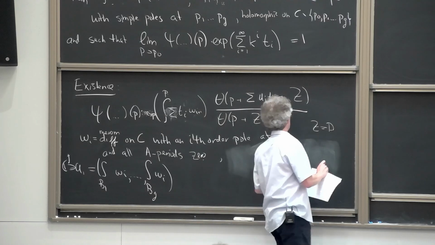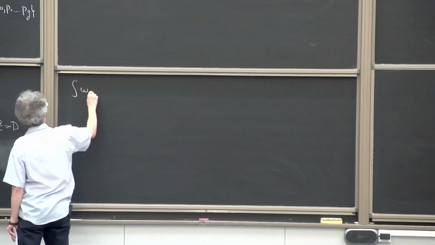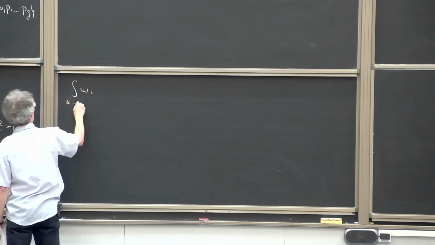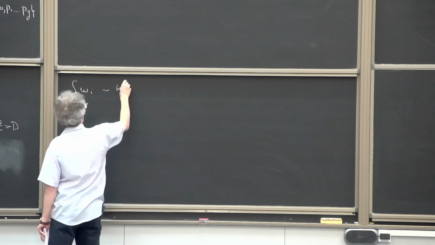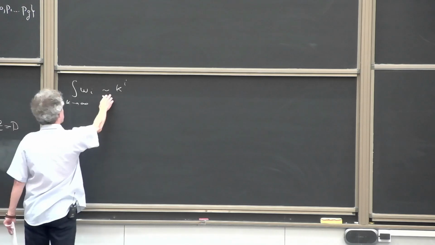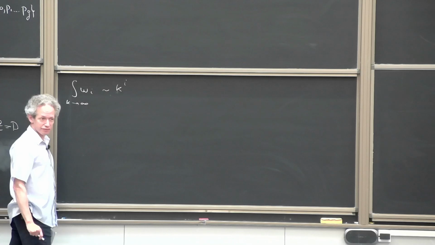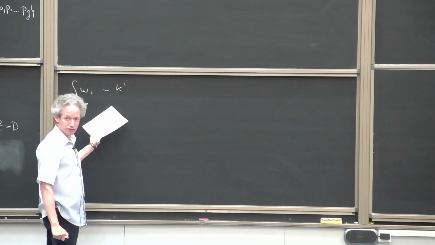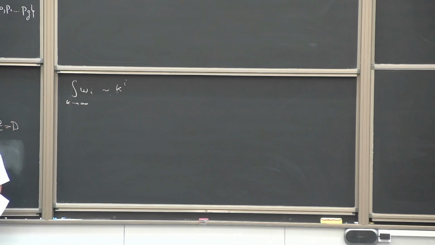Okay, so let's do this honestly. So what I want is I want the integral of omega I as K approaches infinity to behave like K to the I, right? That's what I want. So this means I can differentiate K to the I. I can just try to take a formula. So for example, you cannot take K to the I plus K to the I minus 1.